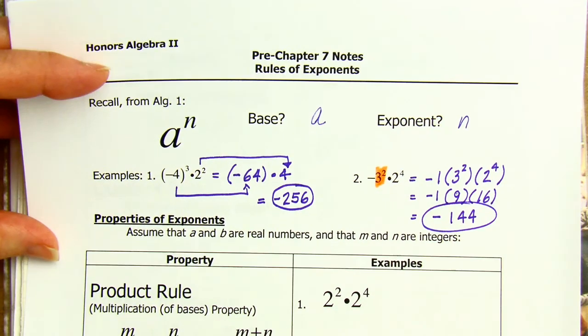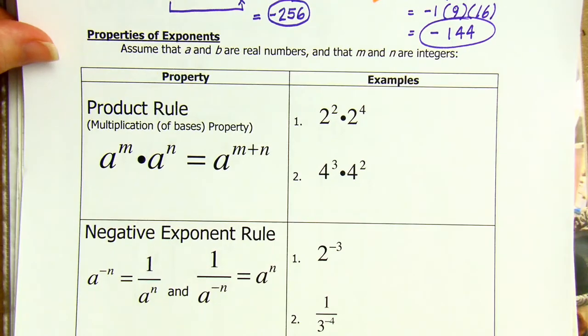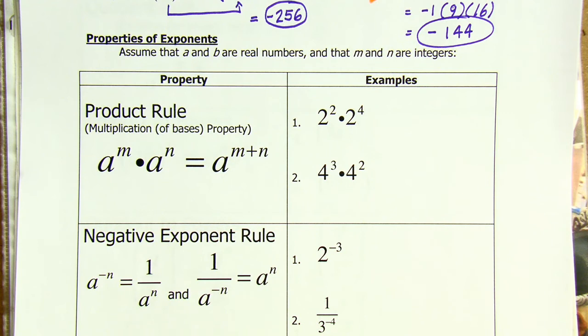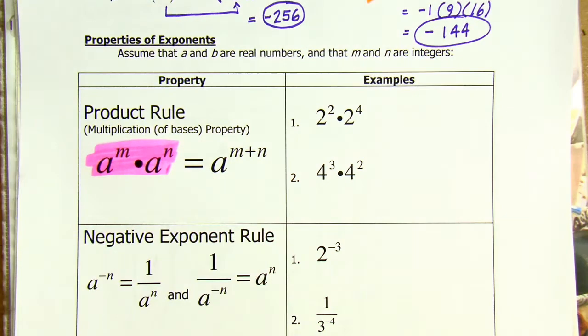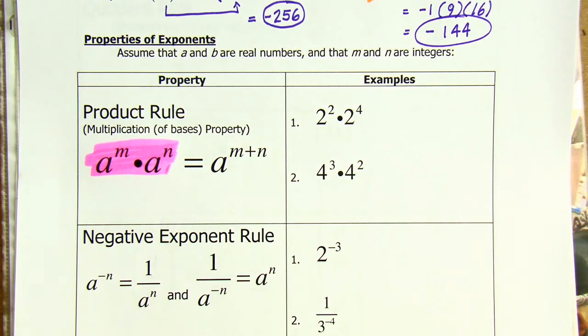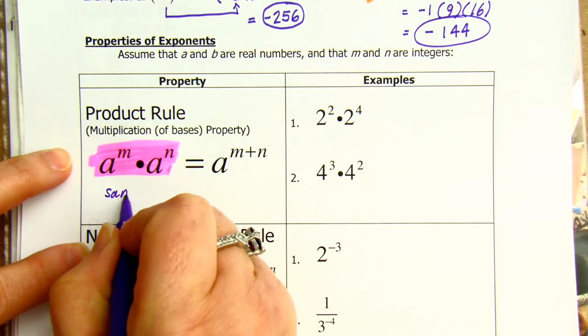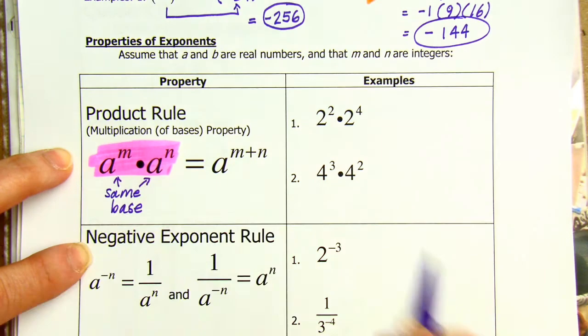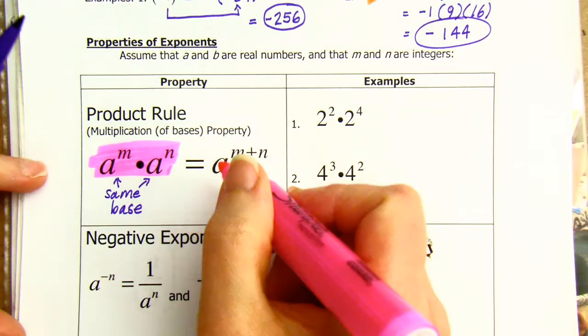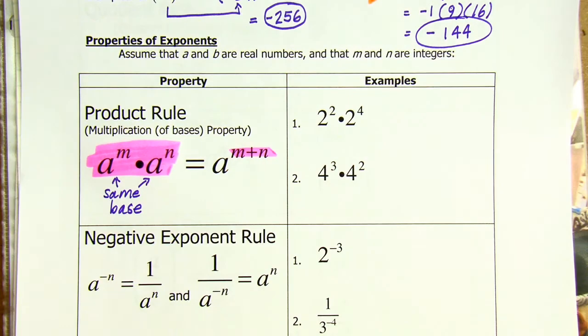All right, a quick review of the rules and the properties of exponents. It says, assume that a and b are real numbers, so no i going on here, and that m and n are integers. So when you have an expression, a to the m times a to the n, notice the bases are the same. And when the bases are the same, you add the exponents. This becomes a to the m plus n.